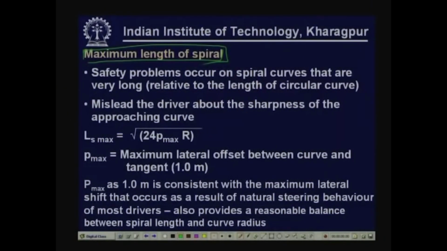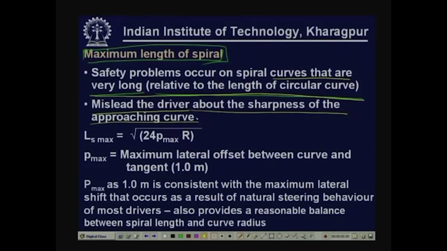Now, there could be safety problems on spiral curves that are very long relative to the length of the circular curve. So, we are talking about conditions where spiral curves are there, but the spiral lengths are very long as compared to the length of the circular curve. Now, what is the problem? Why are we saying there could be safety problems? Because those conditions may mislead the driver about the sharpness of the approaching circular curve. A circular curve has a designated radius, and if the transition length is too long, that may mislead the driver about the sharpness of the approaching curve, and eventually there could be a safety problem.